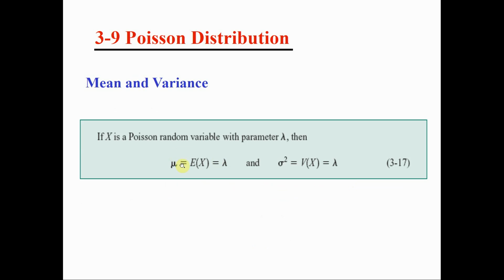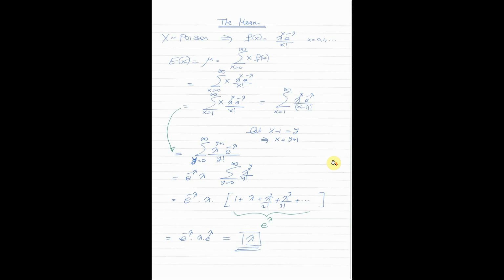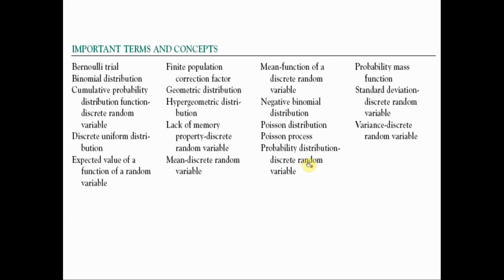In other words, the expected value of x, where x is a Poisson variable, is lambda. And without proof, I'm telling you that sigma square, or the variance of x, is also equal to lambda. We can also show it using something similar to this, but it's more involved, and that's why we leave it out. And this finishes our chapter.